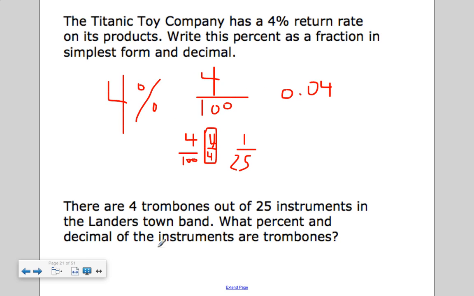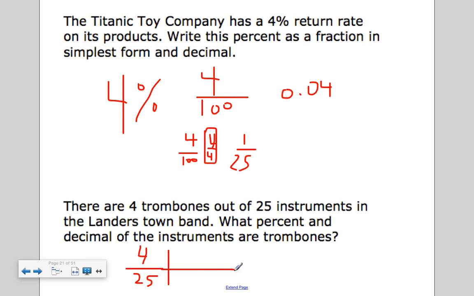Next one. There are 4 trombones out of 25 instruments in the Lanerstown Band. What percent and decimal of the instruments are trombones? So there's 4 trombones. That's part of the whole, which is 25. So we have the fraction. I need the percent and decimal. Percent means what again? Out of 100, per 100.